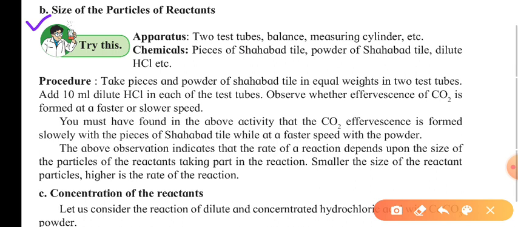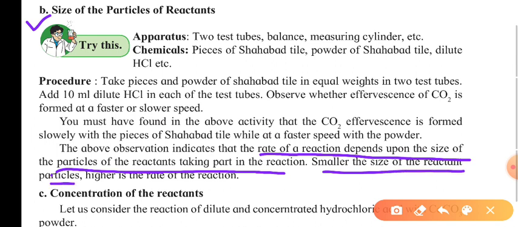Why is this happening? Because the smaller the particle, the more surface area it produces, or more surface area is available for the reaction to take place, and that's why the reaction is faster with smaller particles. Here they have also mentioned that the rate of reaction depends upon the size of the particles of the reactant taking part in the reaction. Smaller the size of the reactant particles, higher is the rate of reaction.